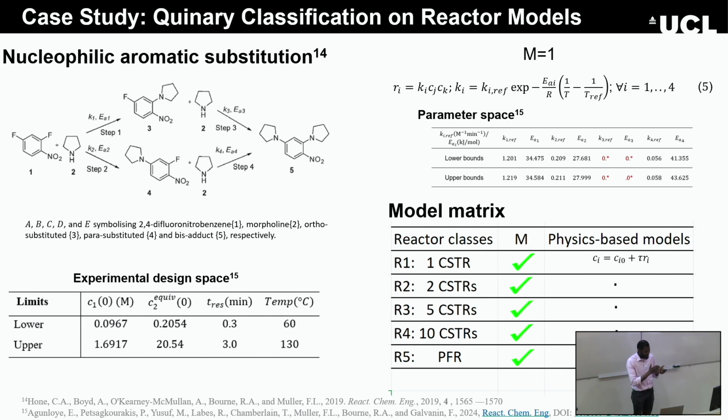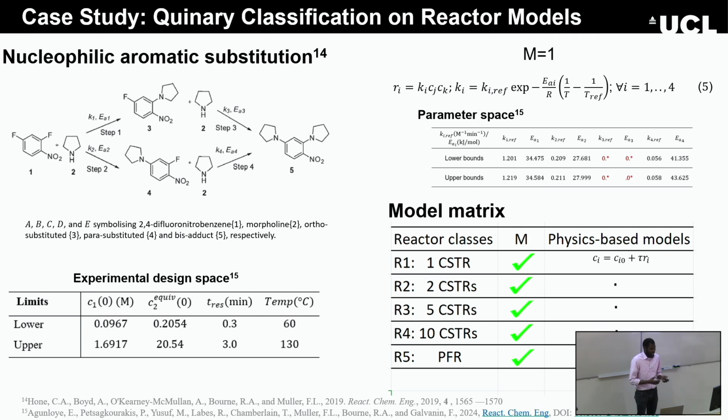This mechanism that is illustrated is valid within the experimental design space that is shown, using the lower and the upper limits of numbers for the different manipulated variables: the concentration of the first component, the equivalent concentration of the second component, and the residence time as well as the temperature.